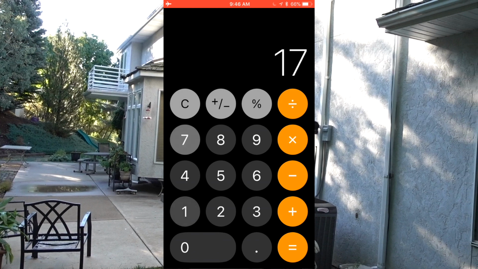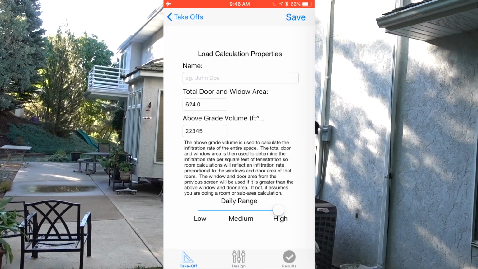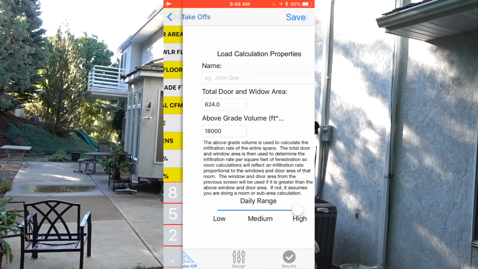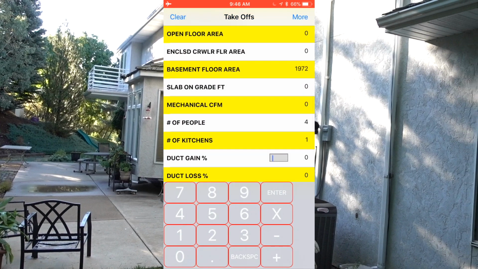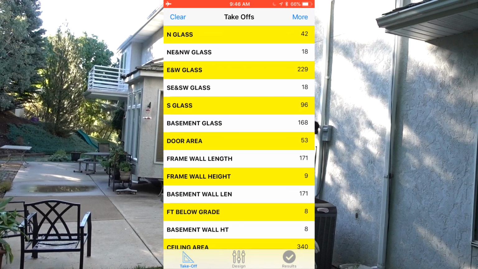So I'm going to say 1972 times 9. Oops. 1972 times 9 equals about 17,000 or 18,000. We'll say 18,000 feet. 18,000 feet. And I'm going to put a 0 in here so that when I go back, you'll see that it recalculates it. All right, now I pull down on the screen to get rid of the keyboard.